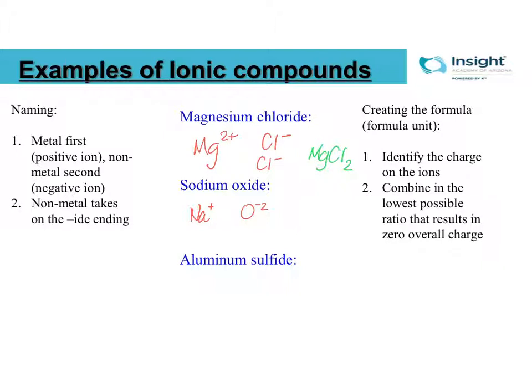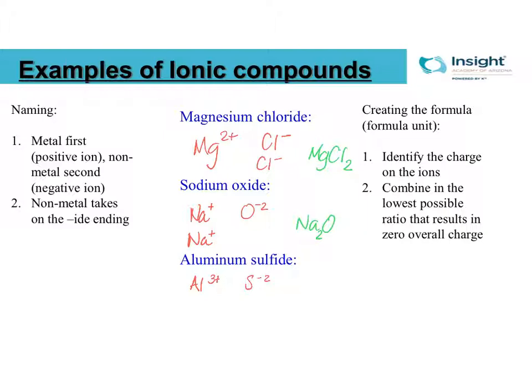So, hoping you're noticing that we are short a positive charge, so we're going to need 2 sodiums to cancel out the -2 on the 1 oxygen. So our formula is going to be Na2O. All right, so look up the charges for aluminum and sulfur. So aluminum is in group 3A, so it's going to be 3+. Sulfur is in 6A, it's right below oxygen, so that's going to be -2.